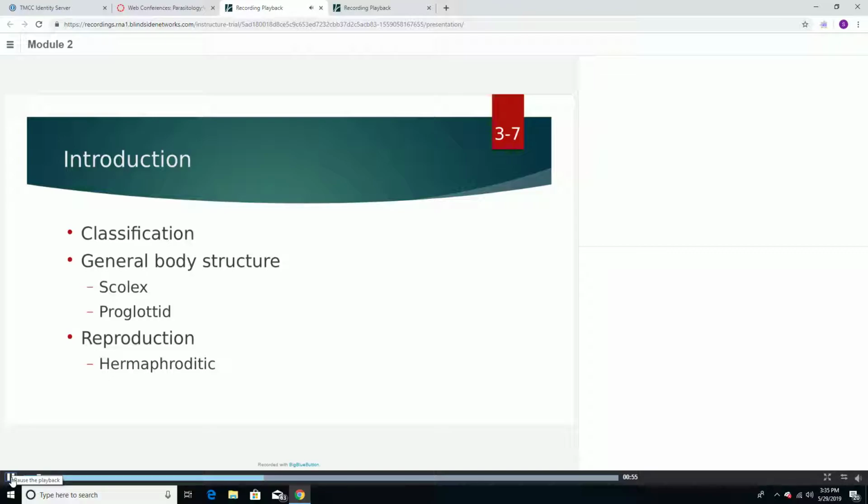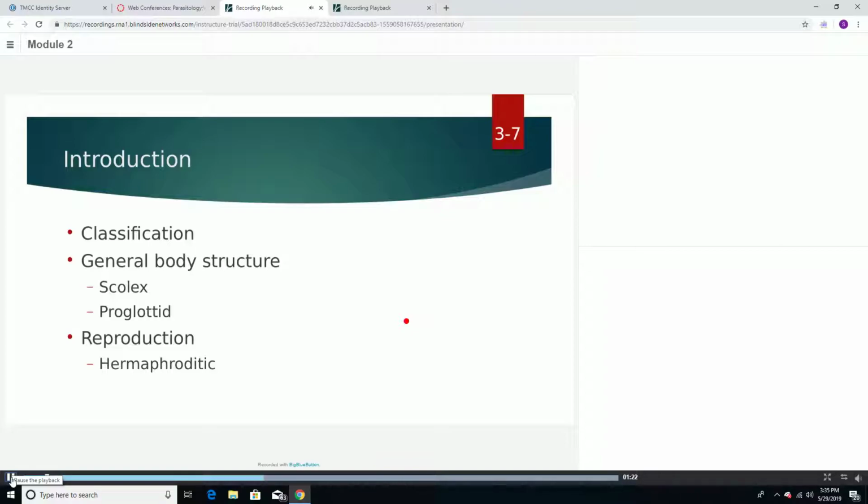All right, so an introduction, classification. Platyhelminths, this is the flatworm phylum. Hold on 1 second, my printer keeps going off. All right, I think we're done printing now, so I should be good to record again.